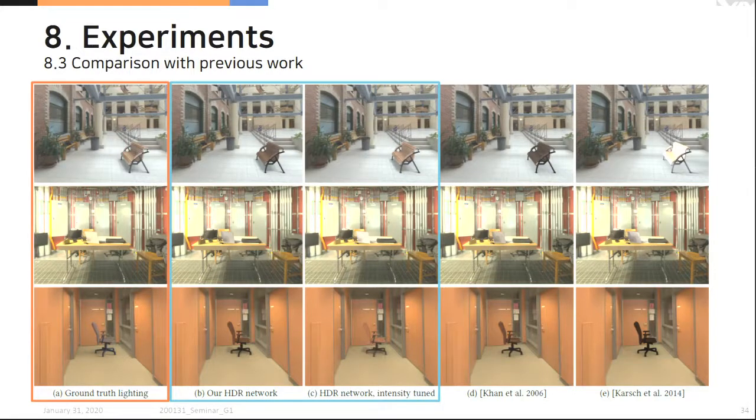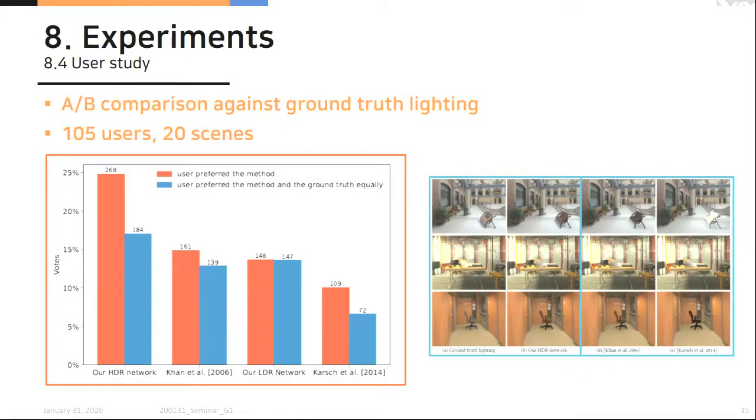And they also conducted a user study. An A/B comparison against ground truth lighting, with 105 users and 20 scenes each, and they got this result. You see the red bar represents users preferred the method, and the blue bar represents users preferred the method and the ground truth equally.